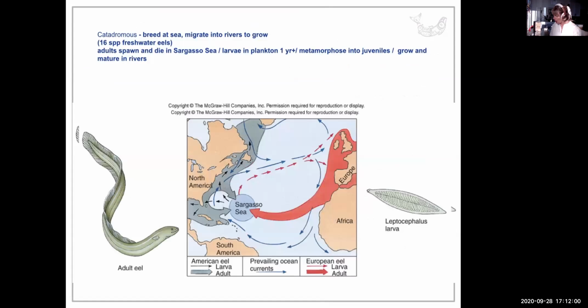Some fishes are not anadromous, they're catadromous. I'll write that a bit larger, catadromous. They breed at sea and migrate to fresh water to grow. Yeah, so that includes the eels, 16 species of freshwater eels. They're very interesting. They spawn and they die in the Sargasso Sea. This is the Sargasso Sea here off of the Gulf of Mexico.